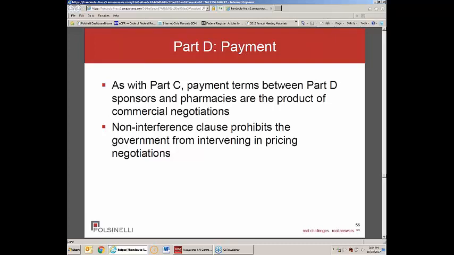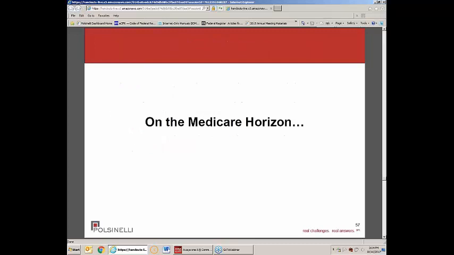And there's actually a statute in place called the non-interference clause of the Medicare statute that prohibits Medicare from interfering with payment negotiations between Part D plans and pharmacies. So there's been some talk of amending that provision to help have the government interfere, in other words, to bring down drug costs, but that hasn't happened yet. So for the time being, it's strictly based on commercial negotiations, as with Part C. And I will flip it back to Bragg to talk about what's next on the Medicare horizon.